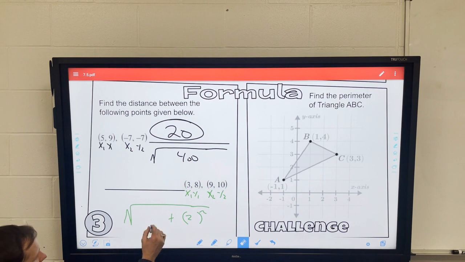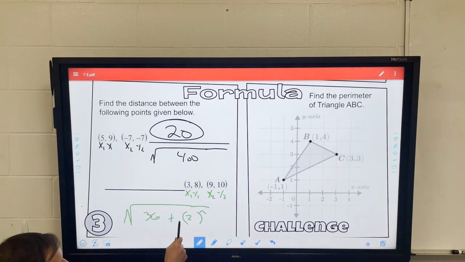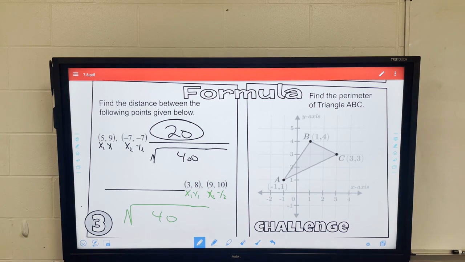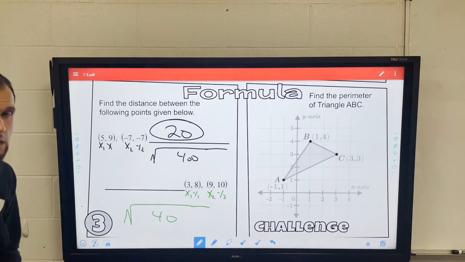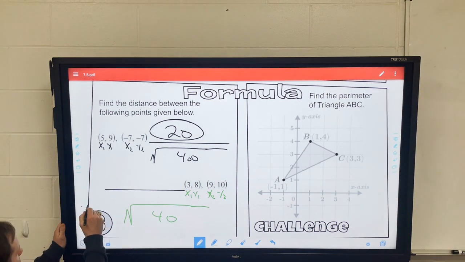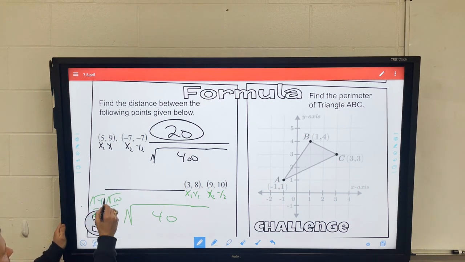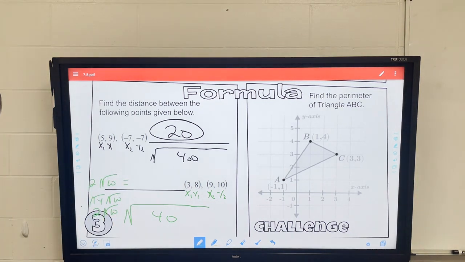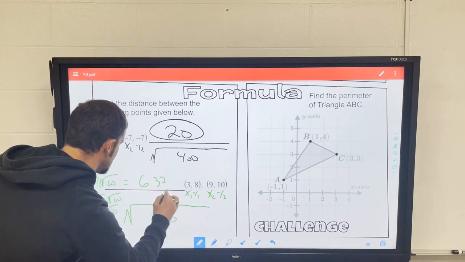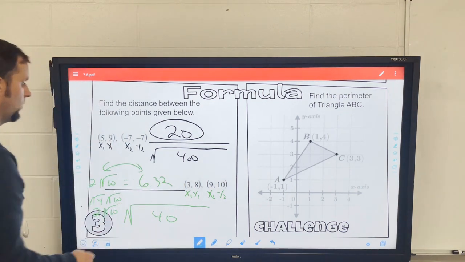6 squared is going to give you 36. 2 squared is going to give you 4. 36 plus 4 is going to give you 40. And so now, again, there's not a perfect square of 40. So I can leave it in radical form by taking out a 4. That would turn into the square root of 4 times the square root of 10, which would turn into 2 square root 10. So I could leave it in radical form. Or if I type the square root of 40 in the calculator, I would get a decimal, which would give me 6.32. So either answer would suffice depending on what question you're answering.